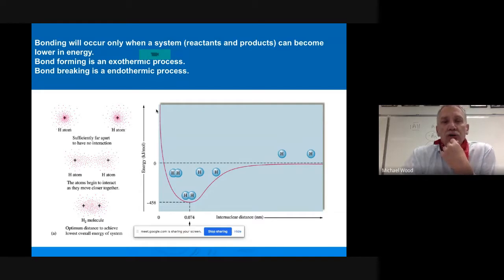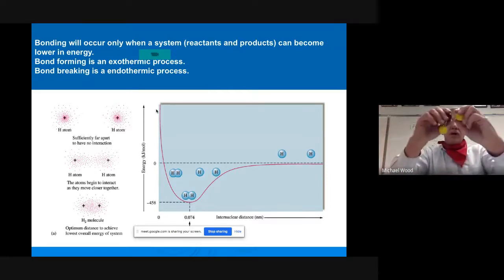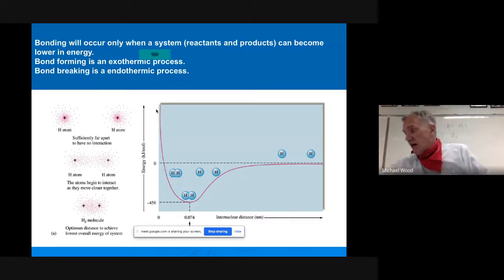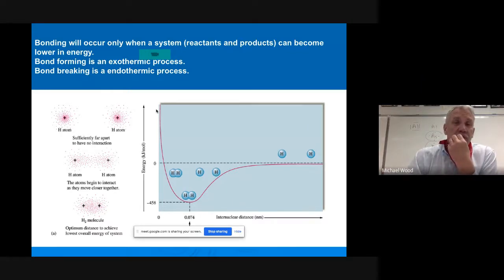But bonding will occur when a system, the reactants and products, can become lower in energy. So a little bit like you and me when we were shopping, spending less money is desirable. Well, kind of the same for two elements when they're combining. Lower energy is desirable. And bond forming is exothermic, which means when bonds form, they're always going to give off energy, and bond breaking is endothermic. That makes sense to me. If I want to break a bond, I have to put energy in. That's endothermic. And remember, for endothermic, delta H is positive, and for exothermic, delta H is negative.